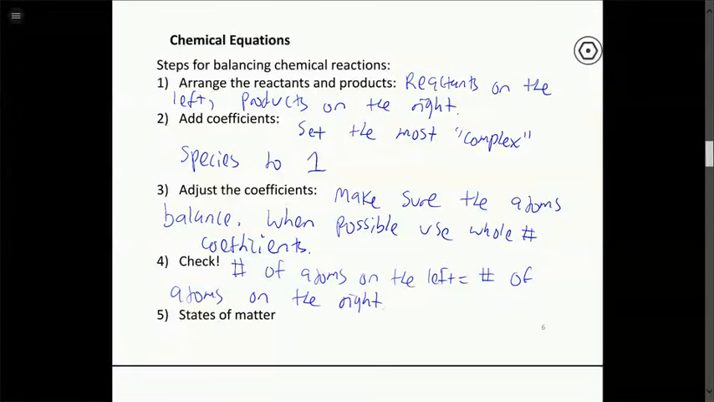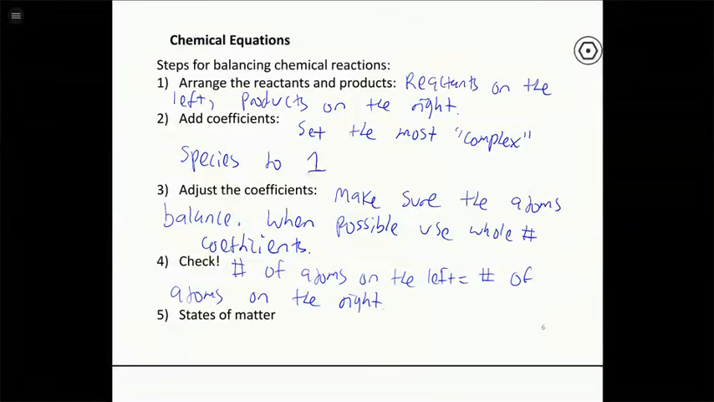Alright, so after we've added all the coefficients, we're going to add up all the atoms of one type on the left side of the equation, and it should match the number of atoms of that type on the right side, and vice versa. So it's always good to check your work after you're done to make sure that works.